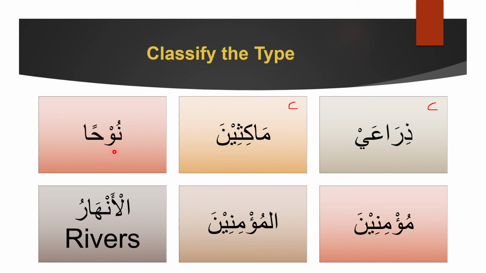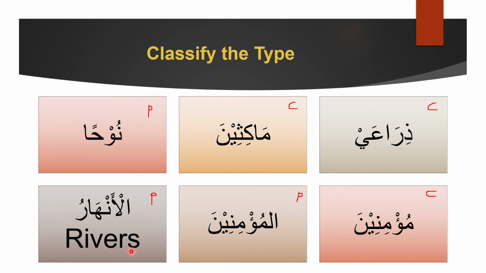Next, Nuhan. Nuhan is clearly a proper name, so this is proper. Mu'minina is common. Why? Because there's no reason for it to be proper. Next, al-mu'minina. Now there is alif lam, and we know al means proper. The words with al are proper. Next, al-anharu. Again, there is al here, so it is proper.